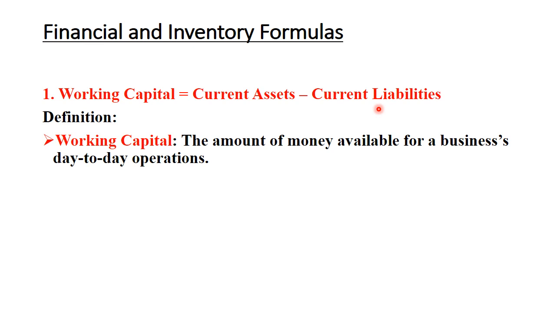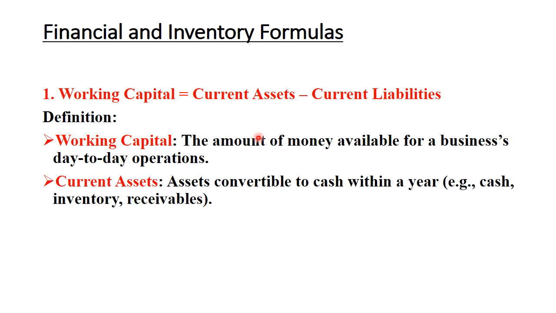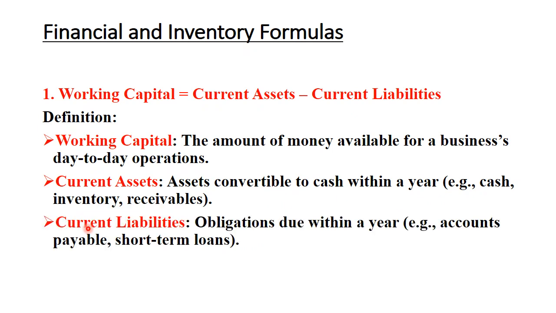So anyway, let's look at the actual definitions. Current assets are assets convertible to cash within a year, e.g. cash, inventory and receivables. Current liabilities are obligations due within a year, meaning the things you are supposed to pay back to other entities within a year, such as accounts payable and some short-term loans. Accounts receivables are money you're expecting to receive. Accounts payables are money you're expecting to pay.